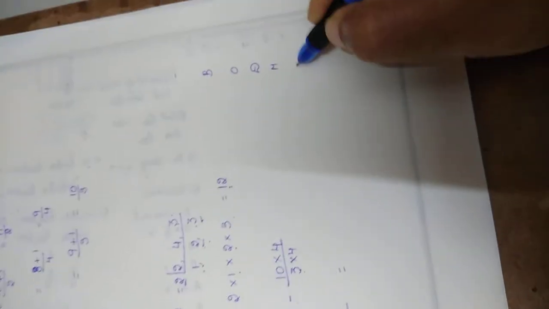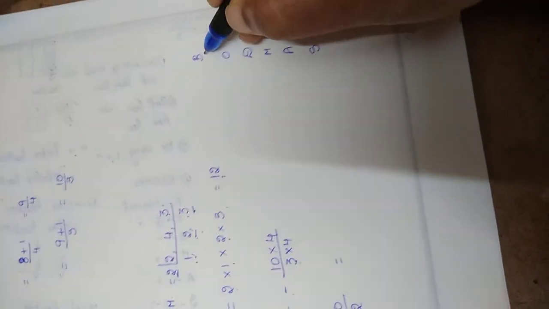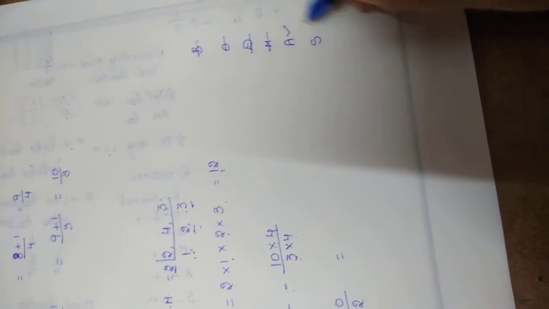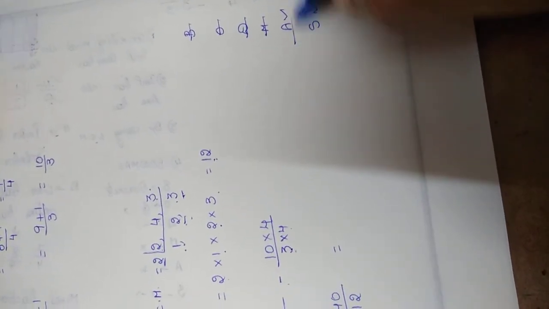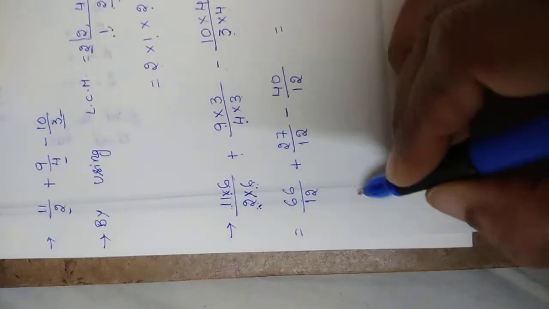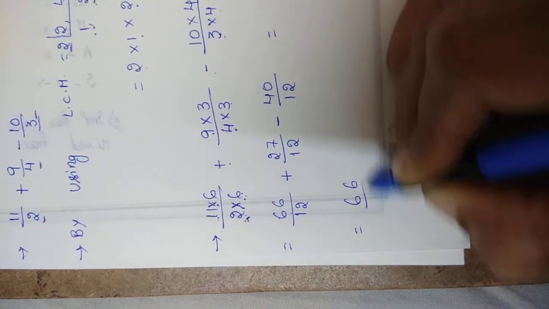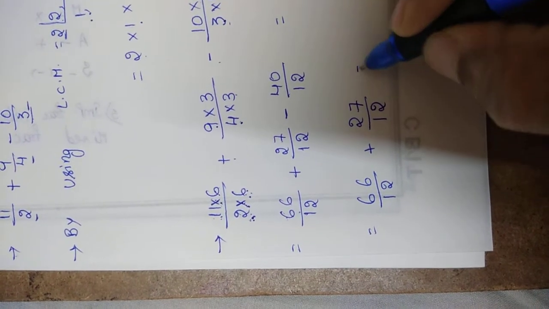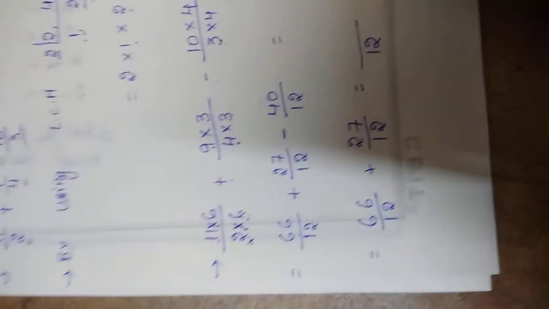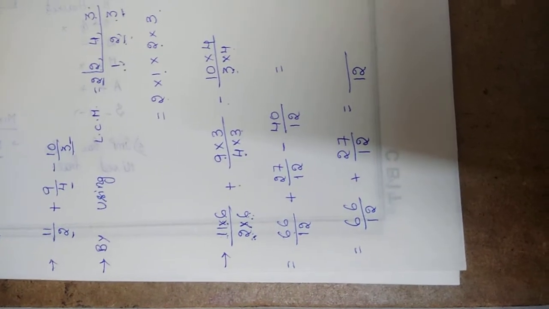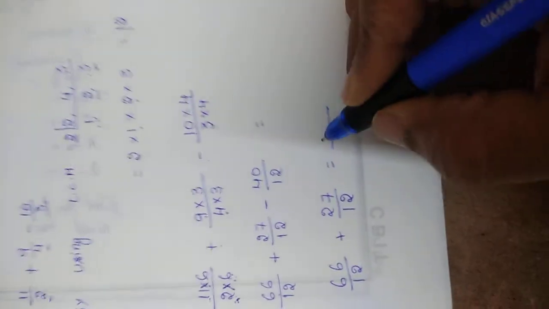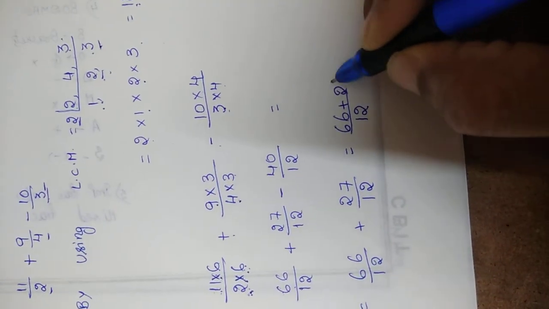So based on the BODMAS rule, we don't have B here, we don't have O here, we don't have D, we don't have M, we have only A and S. So first is A. So I should do addition first. So first I should select those two fractions, 66 by 12 plus 27 by 12. Remember one thing, in like fractions we add only the numerators. Denominators are not going to be added or subtracted. So I am just adding only the numerators. The numerators are 66 and 27.